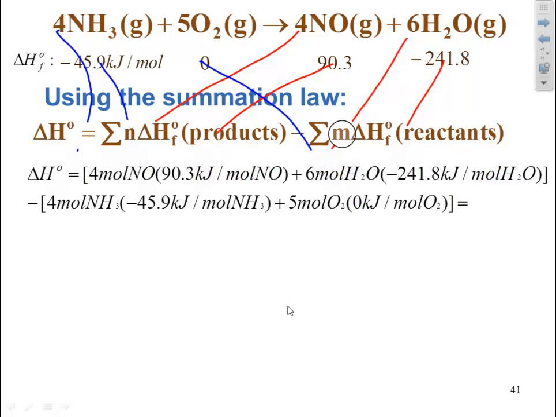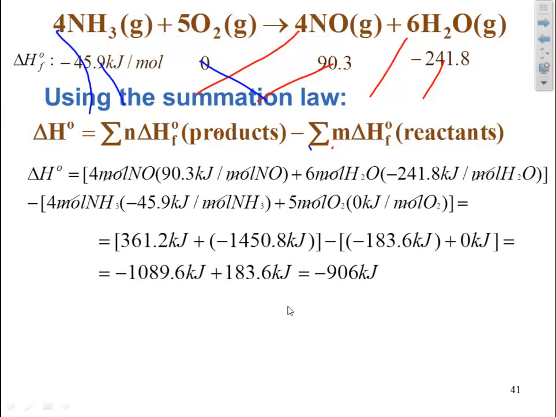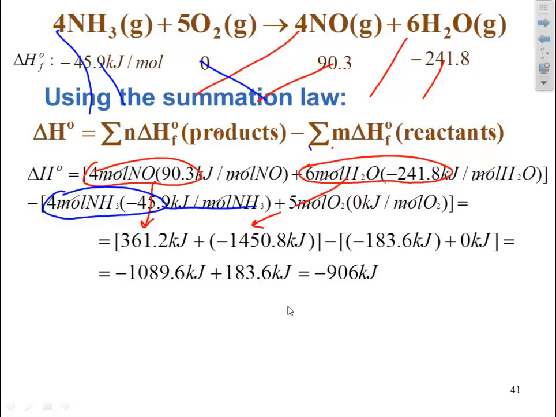Clean that up a little bit. So I have all my units canceling out. That leaves me 4 times 90.3, which gets me 361.2 kilojoules. My 6 times my negative 241.8 is negative 1,450.8 kilojoules. I'm summing those, so I'm adding a positive and negative number. Then I have my 4 times negative 45.9, which is a negative 183.6, and then my 0.